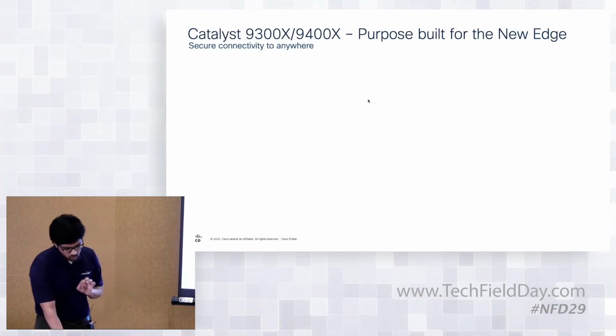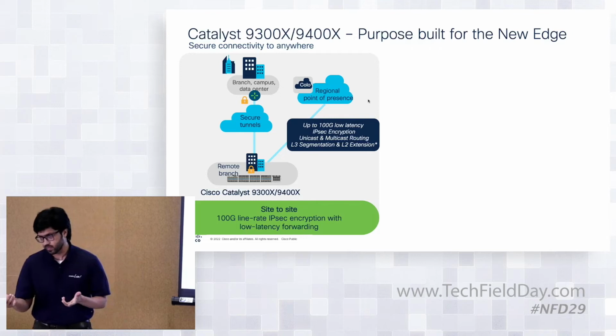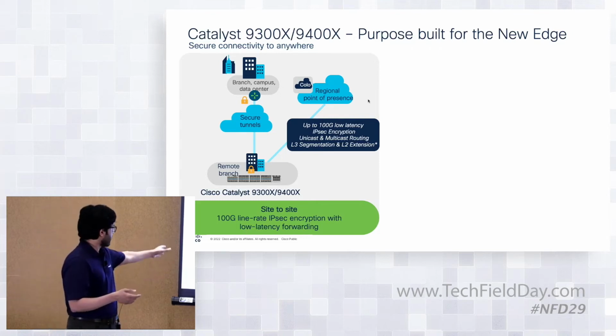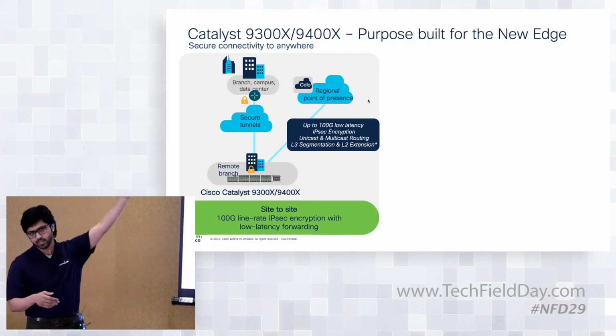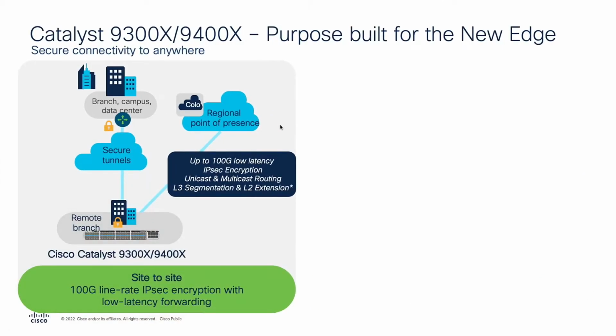Okay, now with respect to the use cases, obviously one of the common use cases is building site-to-site tunnels, right? That is a very common use case. You could do that from the branch or small campuses to the data center or to the headquarters or even to the colo provider. Okay, that is one of them.